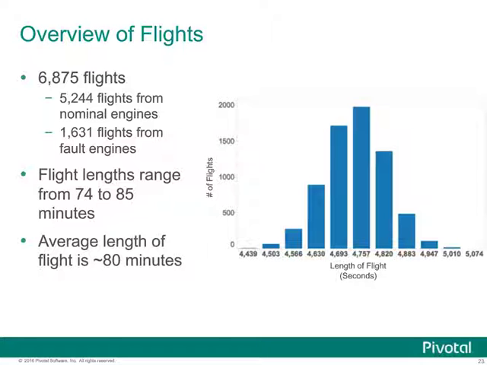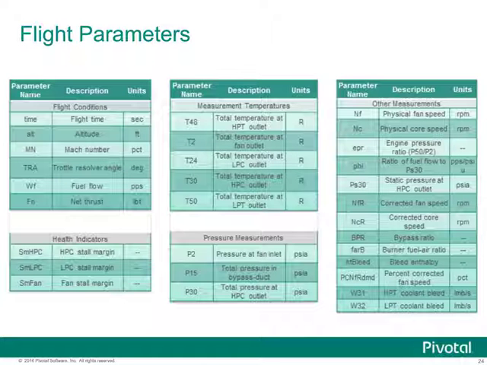Here's a quick overview of the flights in this data set. We had basically 35 engines, and flights were simulated. Just under 7,000 flights were simulated from those 35 engines. And of those engines, we had a few that had faults introduced to them. The length of the flights ranged from 74 to 85 minutes. Here are the 30 parameters that were collected from the simulation.